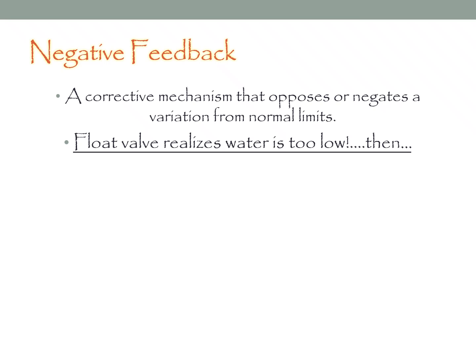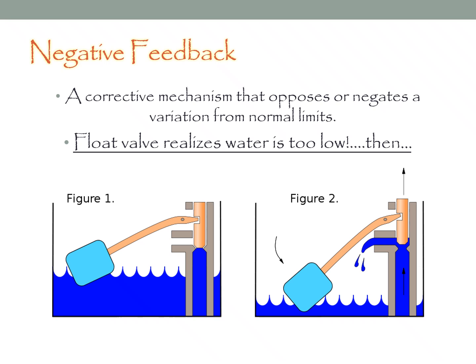A simple example of a negative feedback mechanism is your toilet. The float valve will realize that the water is too low and sends a message to get more water. Water begins to fill the tank. And then the float valve realizes that the water is normal and simply stops sending a message to fill. We are now back to homeostatic balance.